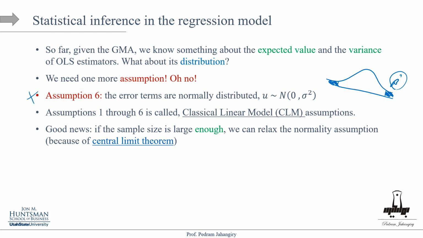And the central limit theorem simply says that if the sample size is sufficiently large, then the sample estimates, in this case beta hats, are going to be approximately normally distributed regardless of the shape of the parent distribution. It can come from any kind of distribution, but the sample estimates themselves are going to be approximately normally distributed.